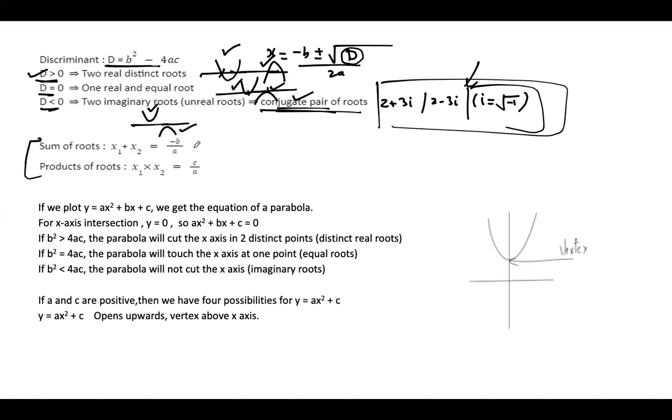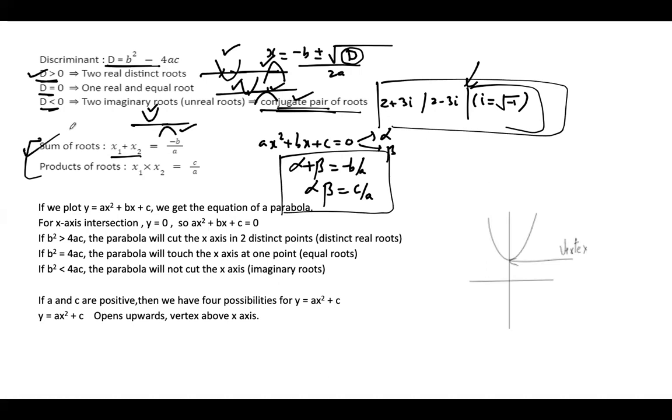Two important points. Sum of the roots. If your equation is ax square plus bx plus c is equal to 0, and the roots are alpha and beta, then alpha plus beta is minus b by a, and the product of the roots would be c by a. Two important things. We have already discussed this. We have also discussed this.